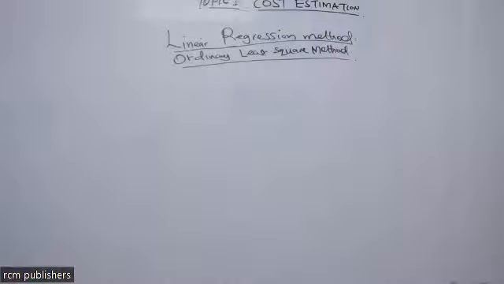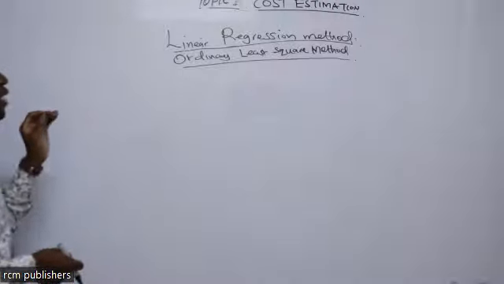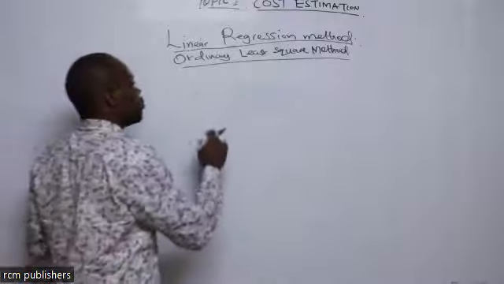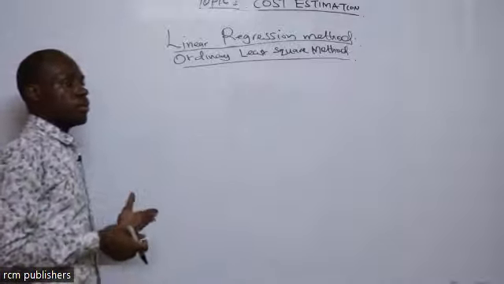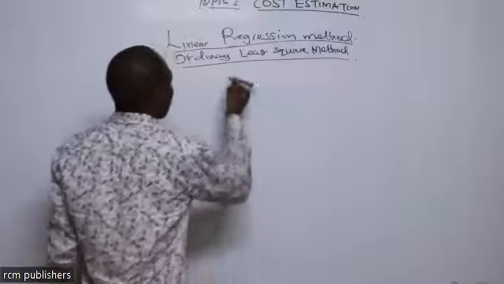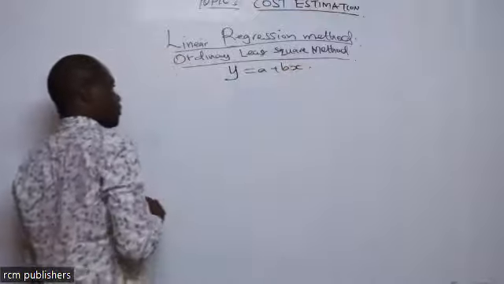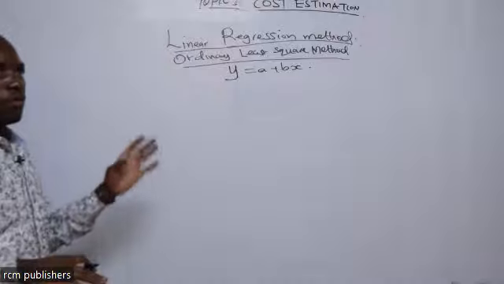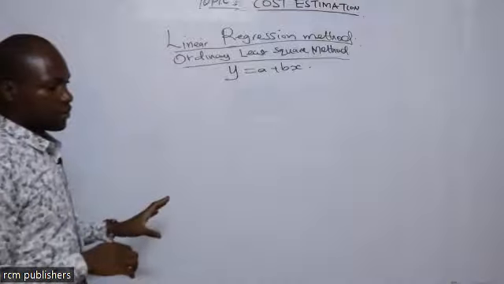So for the regression method, we have to know two things. We have to identify X and Y, very important, whereby X remains to be the independent variable and Y remains to be the dependent variable. The final output of this particular method remains to be Y equal to A plus BX. That is the final output of this method.